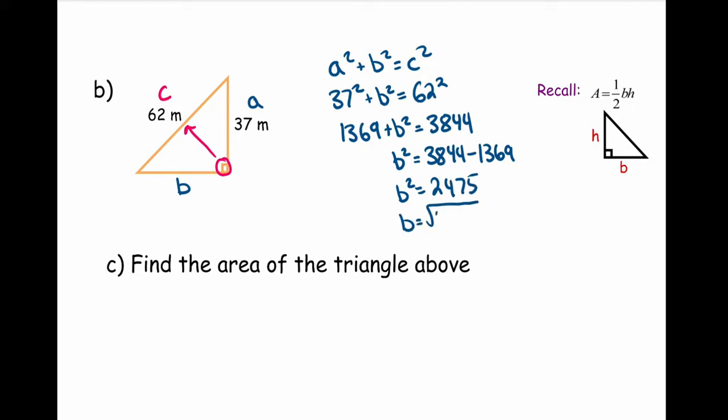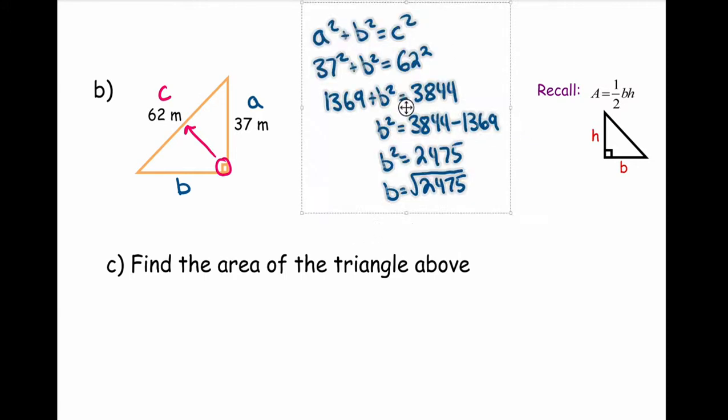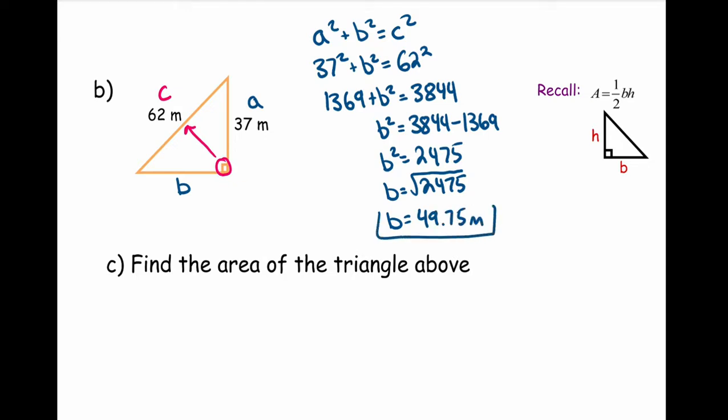I need to square root that number to get b by itself. And again, looking at that value of 2,475, I should recognize that's a little bit too large to be a leg. So I'm going to square root that with my algebra. And in the end, we get a length of 49.75 meters, which seems a bit more reasonable for our missing leg.